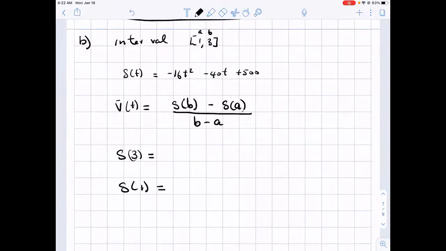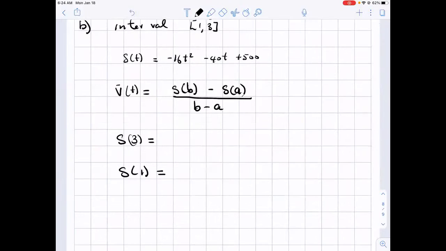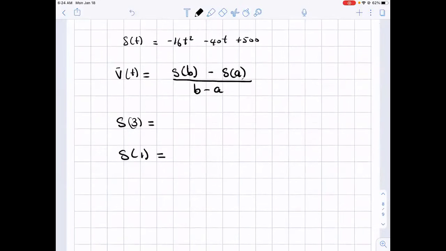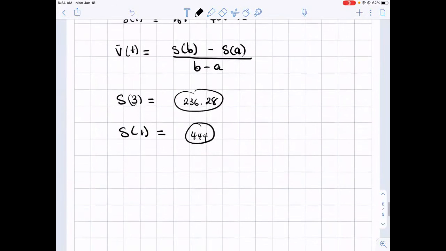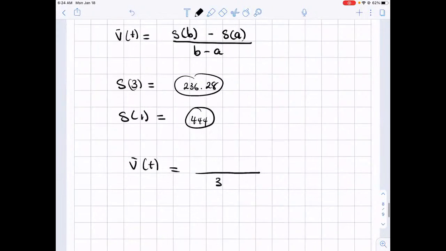Take a minute and figure that out. I believe when I did this, S of 1 was 444, and when I did S of 3, I got approximately 236.28. So check back these two numbers to make sure they're correct. Then the average velocity would have B minus A as 3 minus 1.